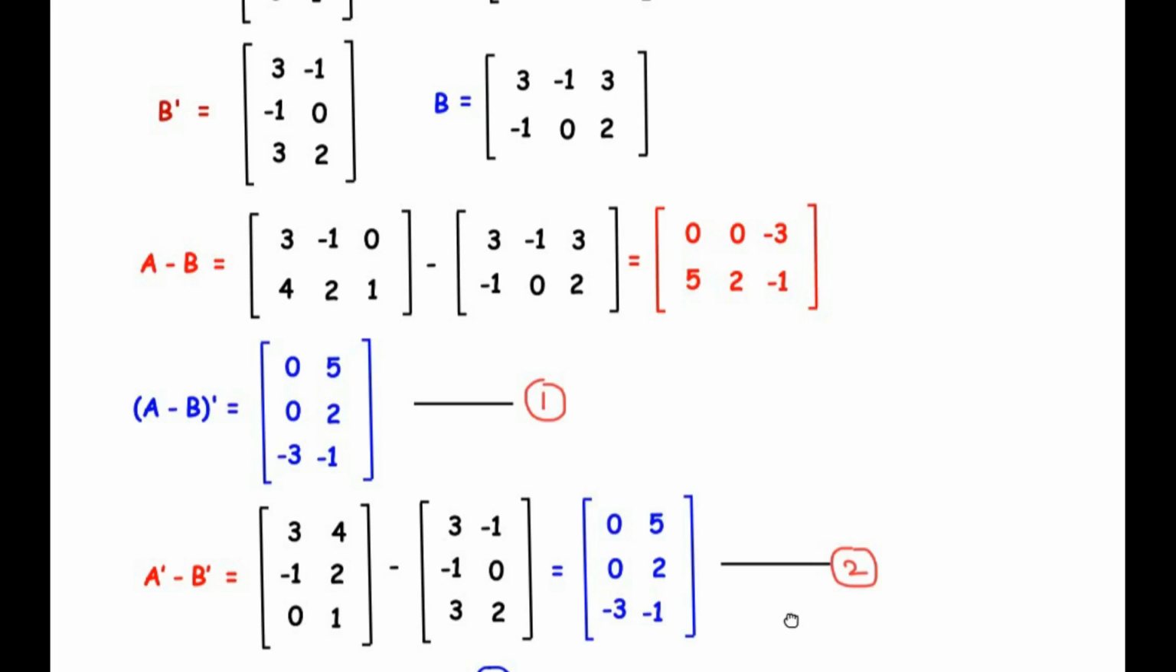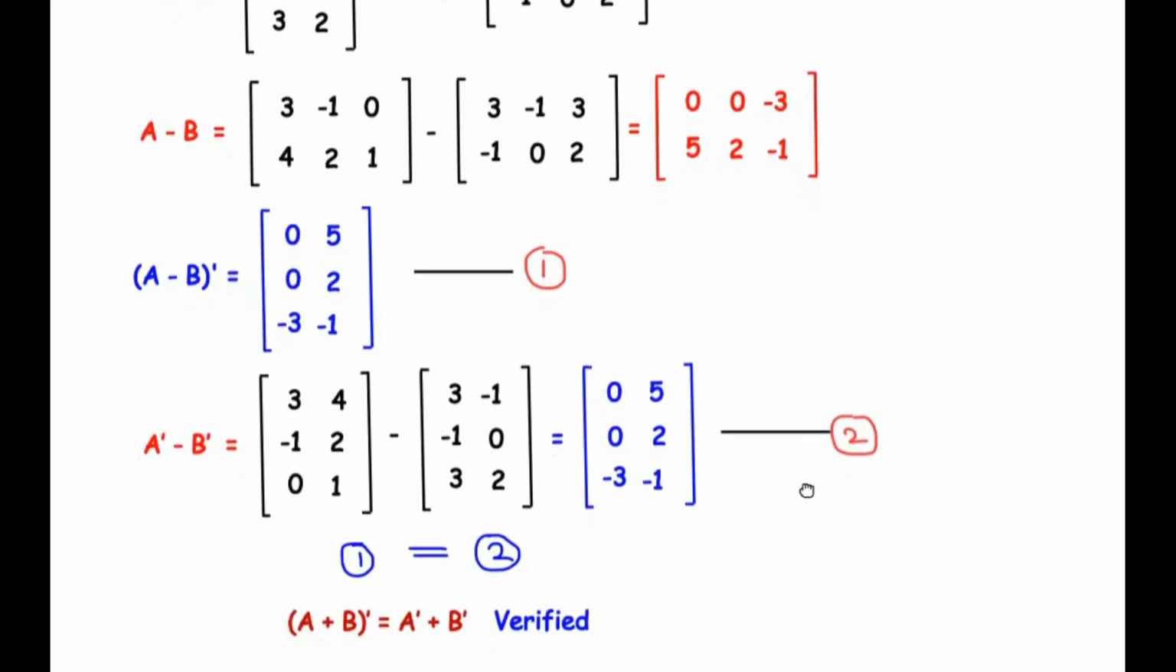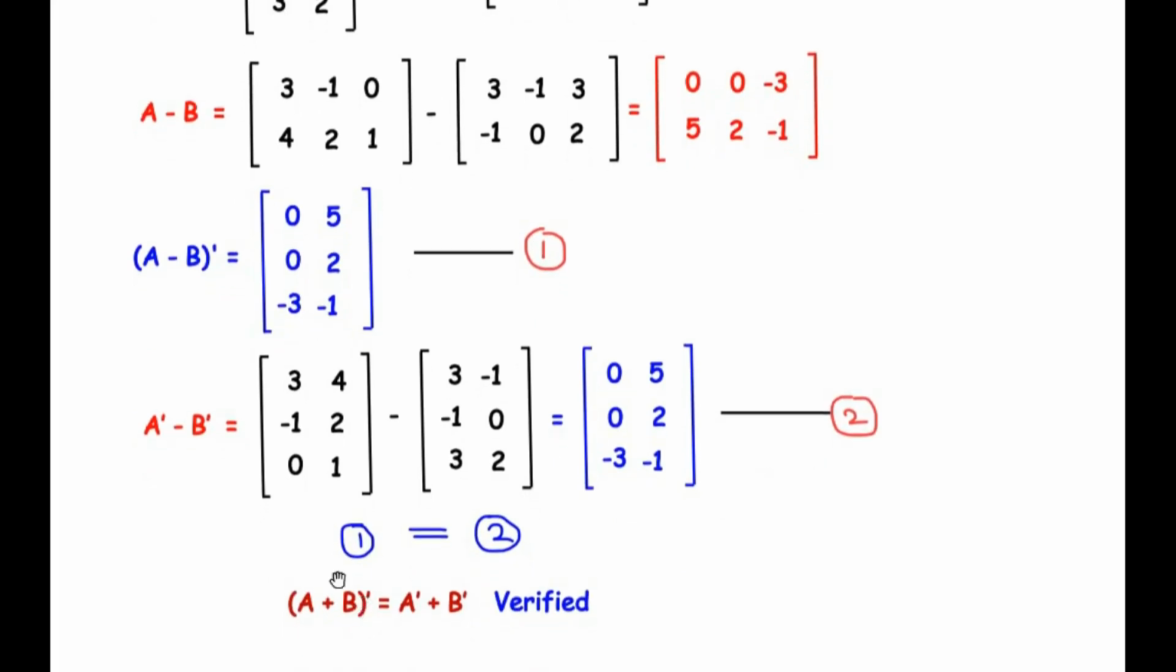So here we have verified that equation 1 is equal to equation 2, that is left hand side equal to right hand side. So we are going to write A plus B the whole transpose is equal to A transpose plus B transpose, and it is verified.